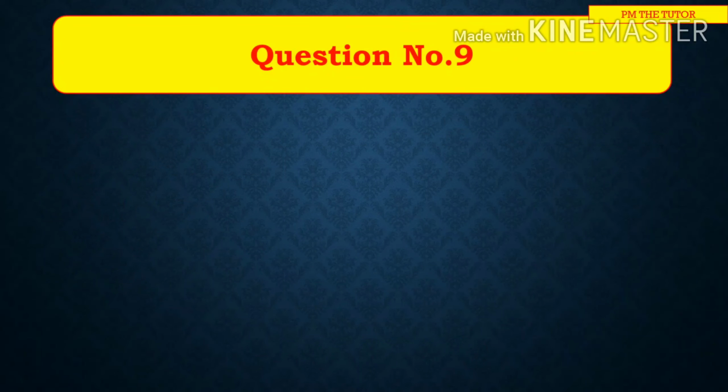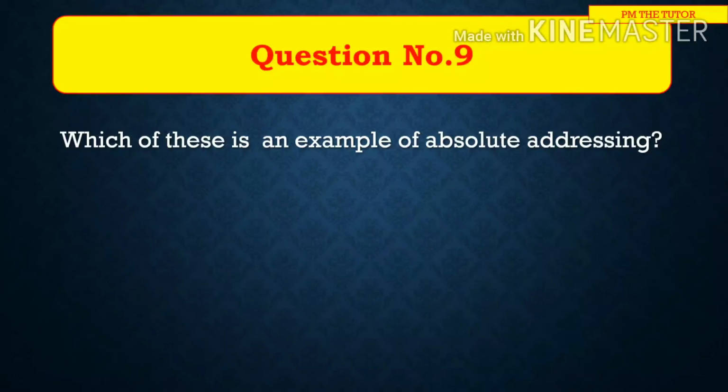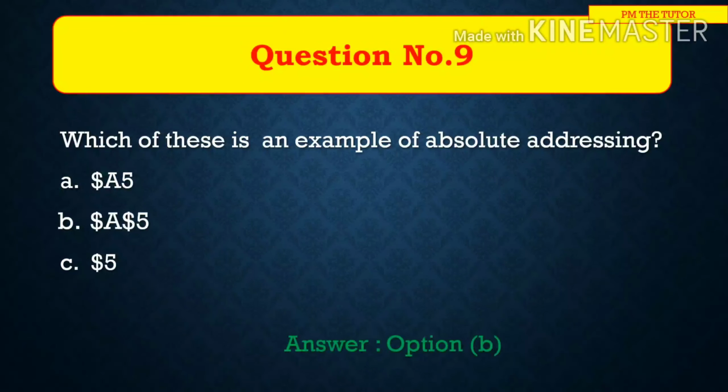Next question, question number 9. Which of these is an example of absolute addressing? Options are $A5, $A$5, $5, $5. Right option is option B, that is $A$5.